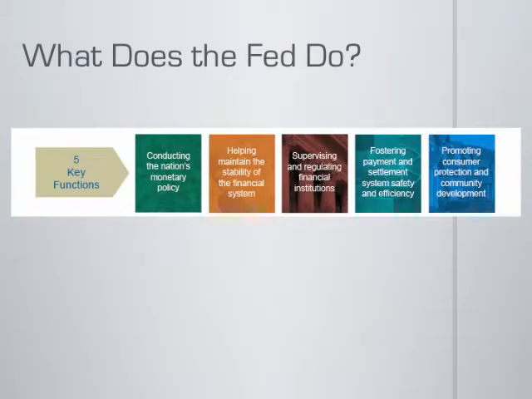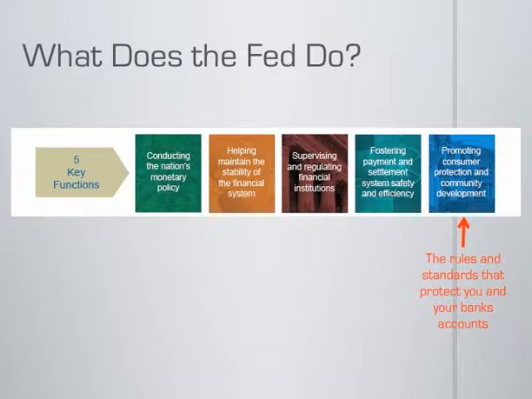So now, of course, the question you're probably wondering is, what does the Fed do? Well, the Fed has 5 key functions. I'll talk about them in reverse order here. They promote consumer protection and community development. So in this role, the Fed is really setting the rules and standards that protect you and your bank accounts.